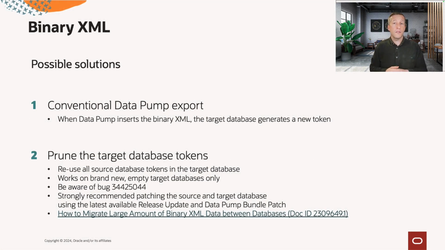To overcome this situation, if you have token conflicts during the transportable import, the easiest solution is to move that specific table with a conventional Datapump export. When Datapump loads the table into the new database during a regular Datapump import, it'll re-encode the XML document and generate new tokens. There will be no conflicts. But for a very large table, this might not be efficient. You might not be able to do that within your agreed maintenance window.